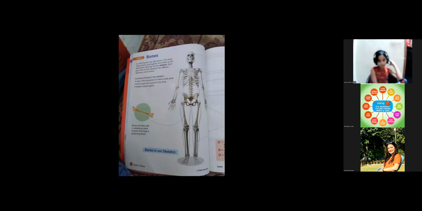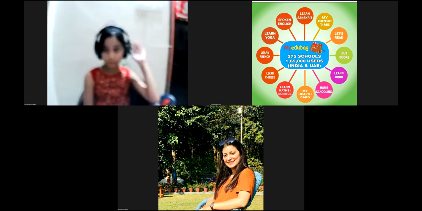About bones, we have studied that a total of 206 bones are there in the body. These work together and make up the skeleton. Each bone in our body plays a different function. We have studied the functions: it helps in the movement of various body parts, it gives shape and support to the body, and it protects all the internal organs. Then there is a substance called marrow, present inside our bones, which helps in producing blood.